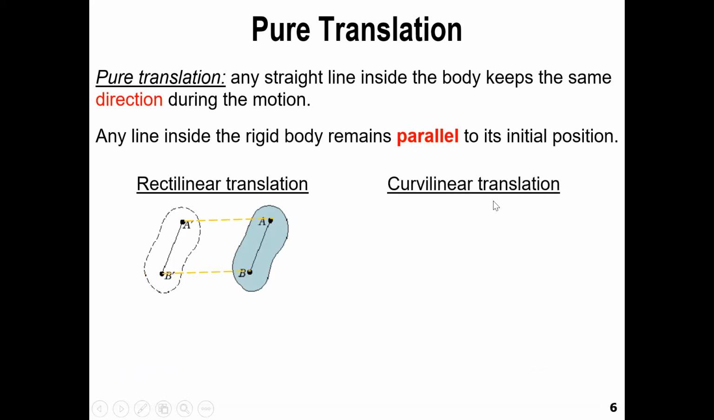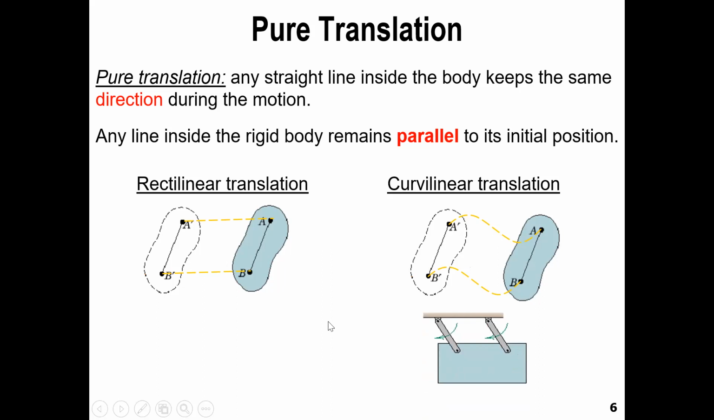The other part of translation is curvilinear translation. Still, the line remains parallel, but it could move on a curved path. You see? Again. So AB remains parallel to its original shape or angle all the time, but moves on a curvilinear path. Example of this is a swing like this. You may realize that this rectangular box moves on a curved path, but remains parallel all the time.